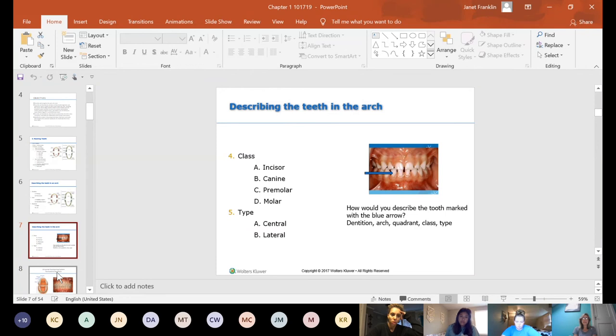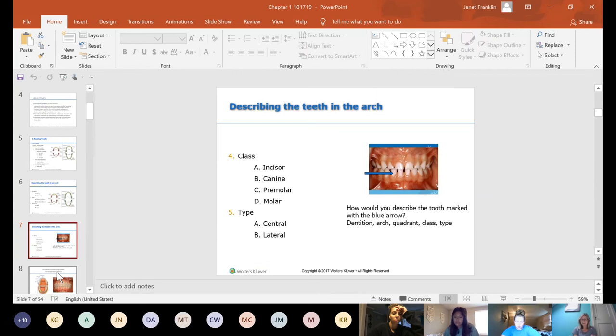So does anybody want to take a chance at describing the tooth that's being pointed to by the blue arrow? Anybody? All right, so let's decide, is it maxillary or mandibular? Mandibular. Okay, good. Is it on the right or the left? The right. Okay, so did everybody get why they chose right? Because we're talking about the patient's mouth. So if we're looking at this patient, it's going to be opposite. So that's going to be their right side.